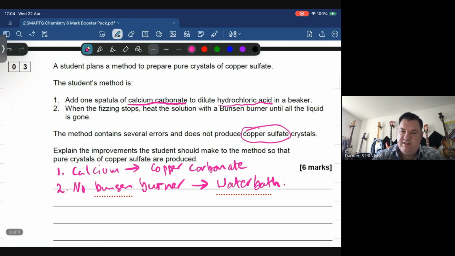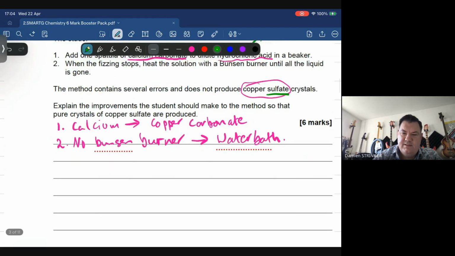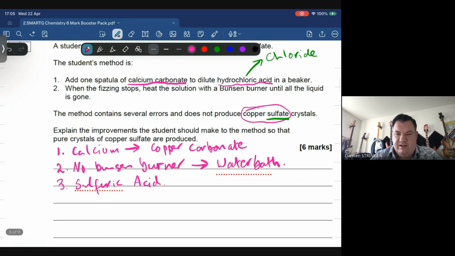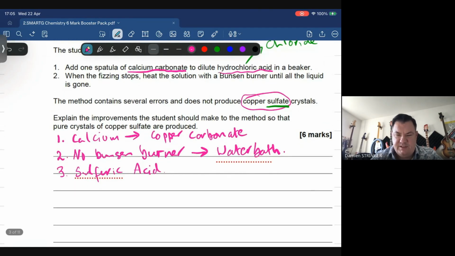Now, the thing I've spotted, hydrochloric will make a chloride, won't it? And because we're making a sulfate, that isn't going to work. So what acid might we use instead, Louis? Here's your chance. Sulfuric acid. Yeah, that sounds good. So all I think that this has actually helped us do is it has helped us focus exactly on what chemicals to use, okay? Instead of just writing a load of old rubbish. So that was kind of nice of them in that question to do that.